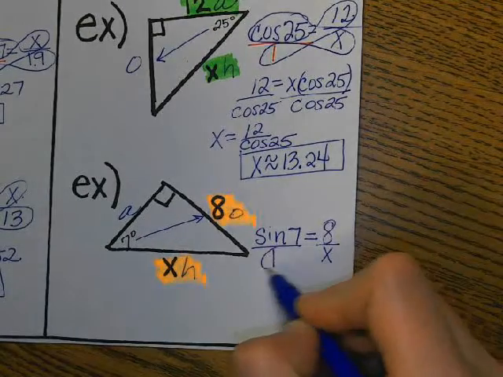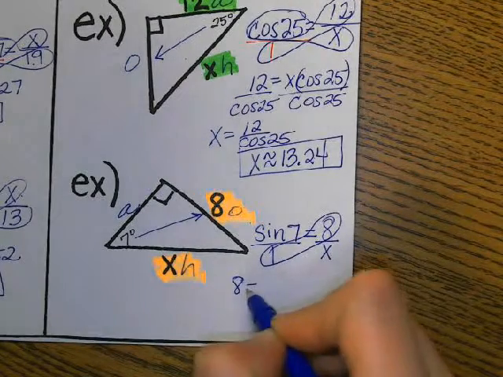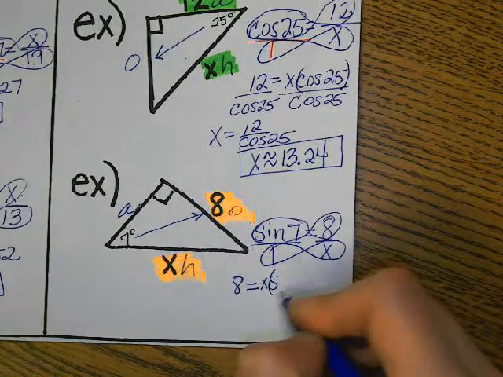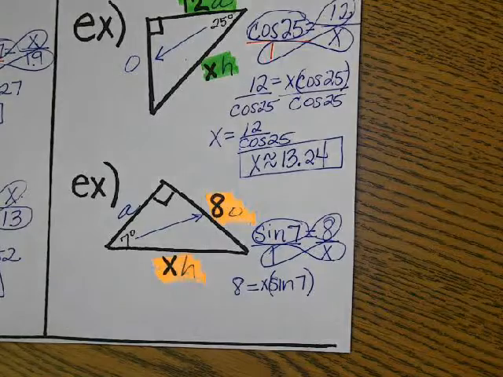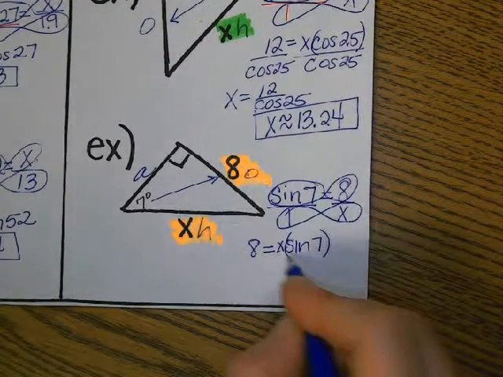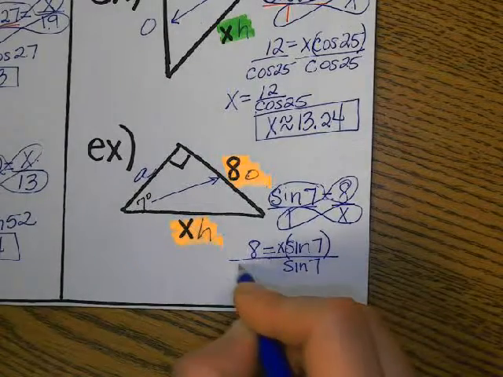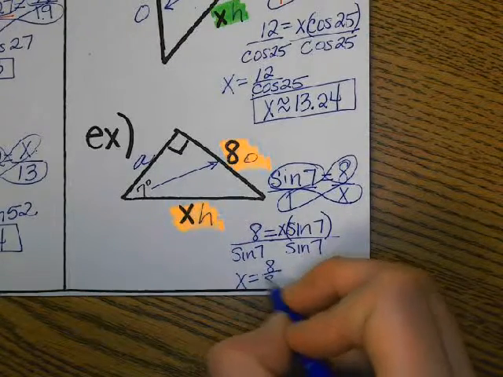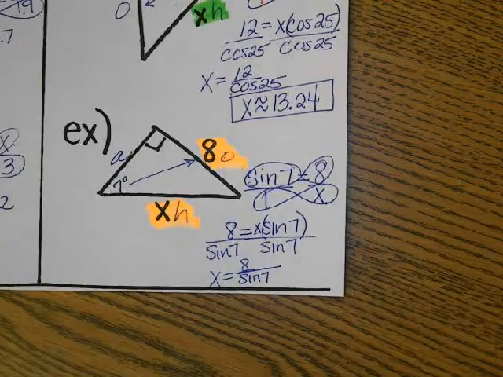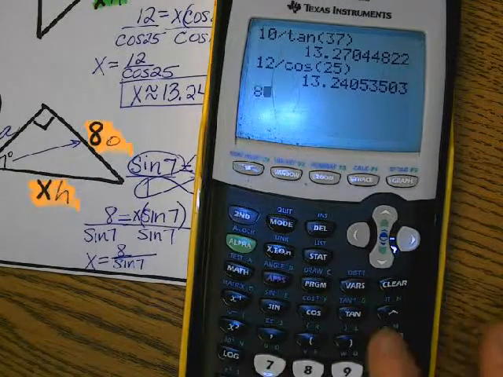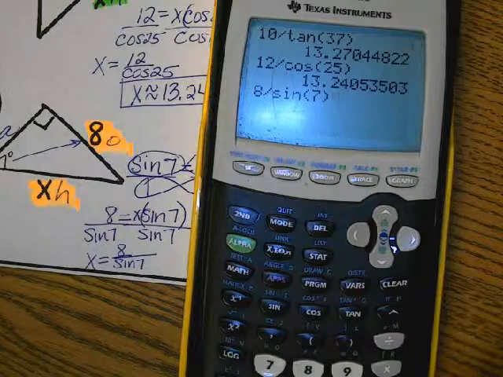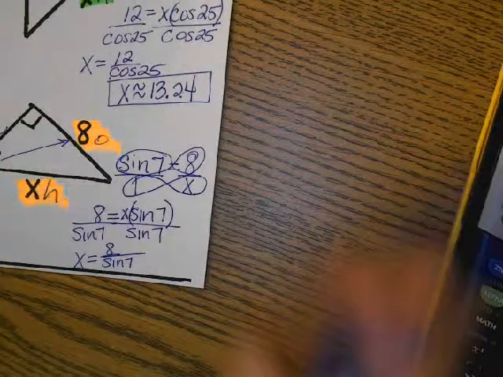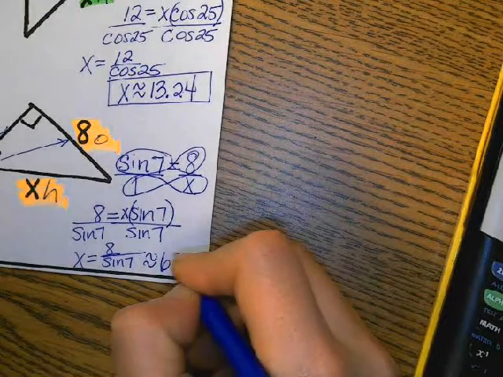We're going to cross multiply. So this is 8 equals x times sine of 7. To get x all alone, I'm going to divide by sine of 7. So this is x equals 8 divided by sine of 7. May or may not be a decimal. We'll see. Probably is. 8 divided by sine of 7. That's about 65.64 because the number after it is a regular 4. So 65.64.